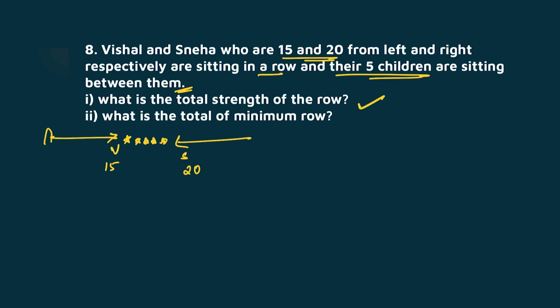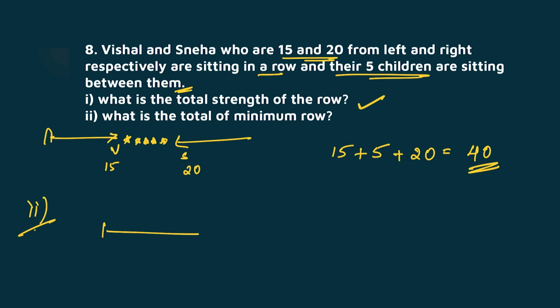Position of Vishal, 15, and immediately after Vishal their 5 children are sitting in between Vishal and Sneha, and no other persons are there. It is clearly mentioned in the question. So you can directly add the position of Sneha here, which is 20. So here the total strength of the row will be 40. And now we have to find what is the total of minimum row. So we can solve it in a simple method.